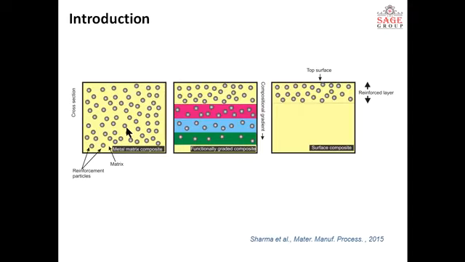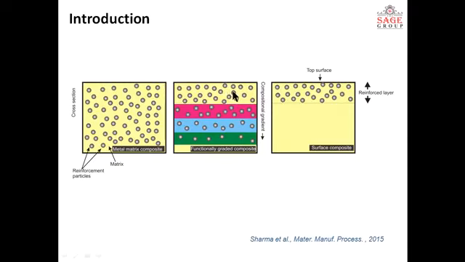Now the second category of composite is the functionally graded composites, in which there is a gradient of composition from bottom to top. These composites have reinforcement in different volumes at different places. As you see in the figure, at the lower part the quantity of reinforcement is limited, and as we go towards the top, the volume of reinforcement increases.